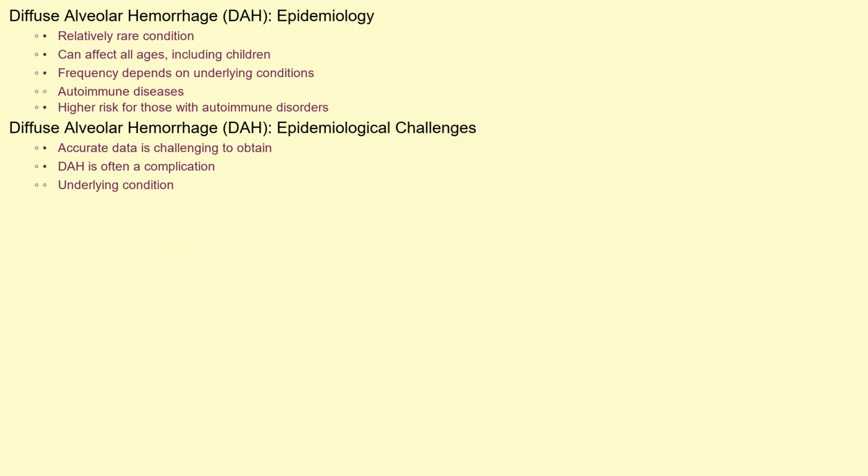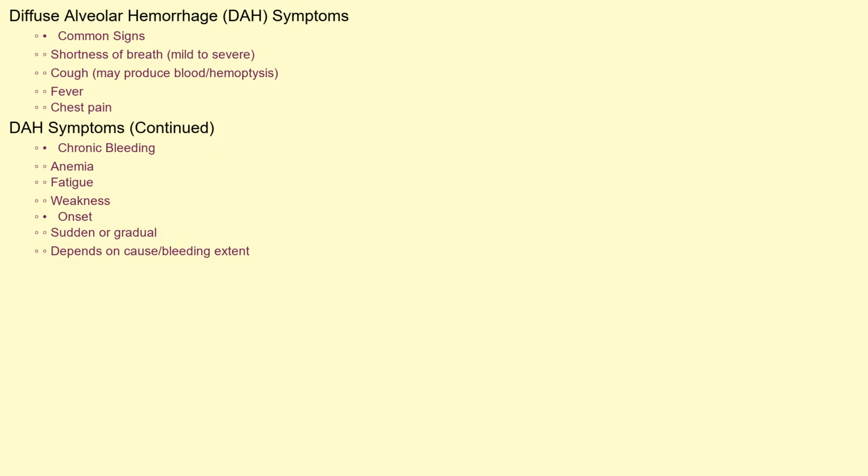The symptoms of DAH can vary in severity, but some common signs include shortness of breath, which can range from mild to severe, a cough, which may produce blood, or hemoptysis, a fever is also common, and chest pain. Over time, if the bleeding is chronic, anemia can develop, leading to fatigue and weakness. The onset can be sudden or gradual, depending on the cause and the extent of the bleeding.